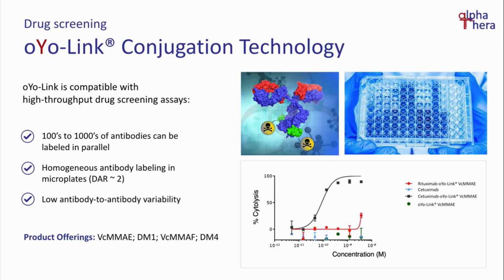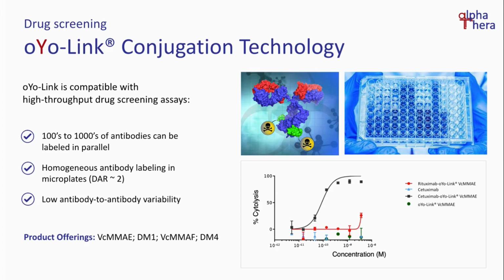First, the site-specific and efficient labeling with oYo-Link allows for a very narrow distribution in the drug-to-antibody ratio, or DAR. For human antibodies, the DAR will be very close to 2, with very little antibody-to-antibody variability. This means that many antibodies can be labeled in parallel, with no concerns over variability in labeling or interference with antibody binding, making it much easier to identify true functional differences.